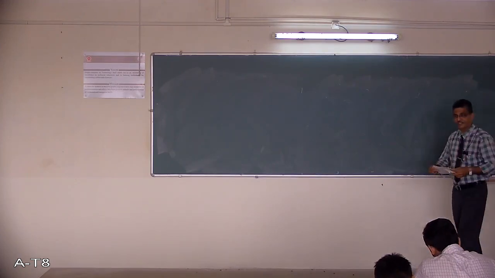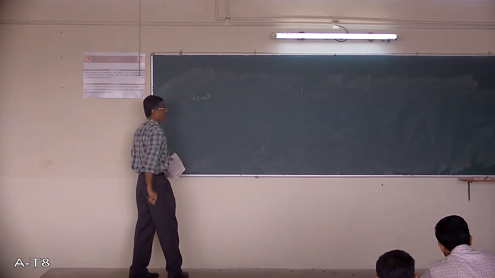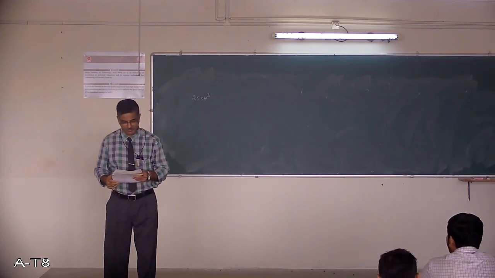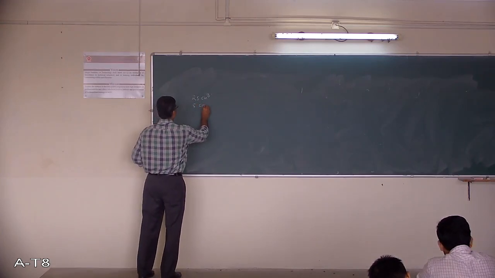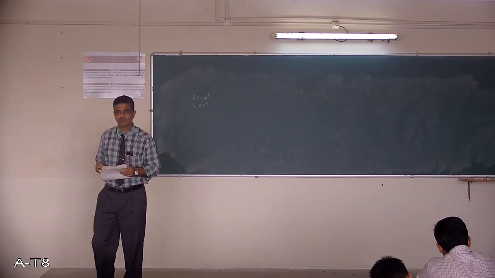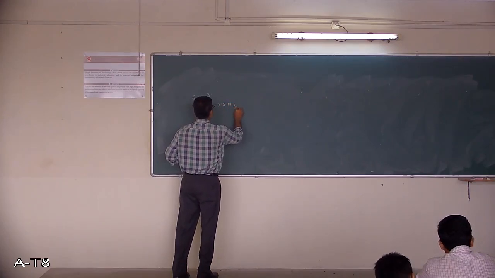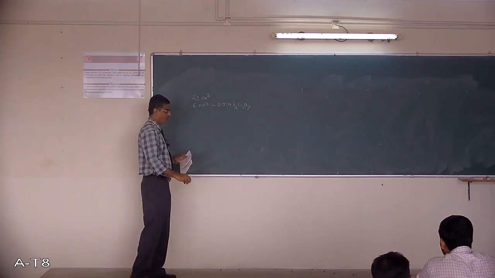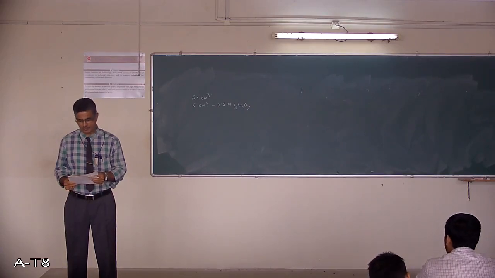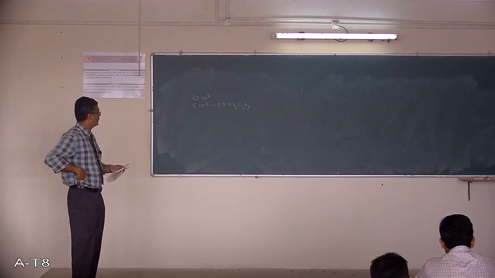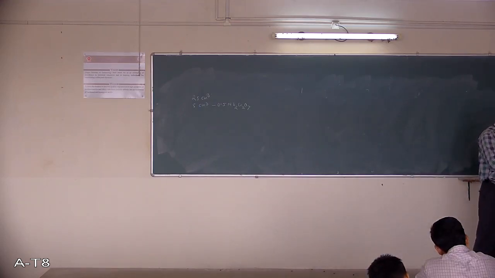25 cm cube of an industrial effluent consumes 5 cm cube of 0.5 N K2Cr2O7 solution for oxidation. Calculate COD of the sample.